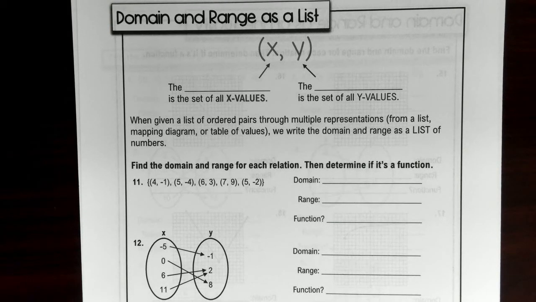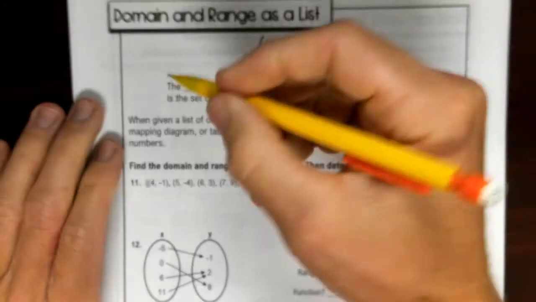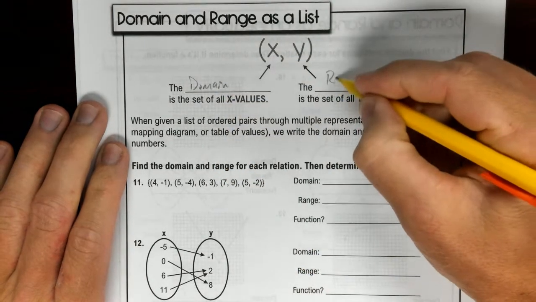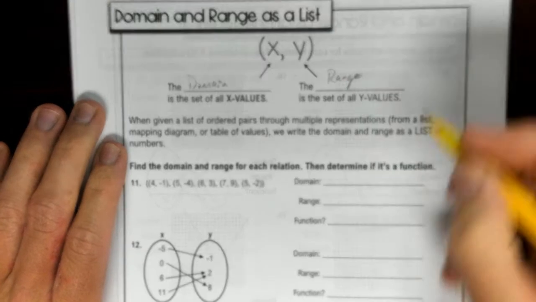Alright guys, we're talking about domain and range today. Okay, so domain. The domain is all of my x values. The range is all my y values, right?